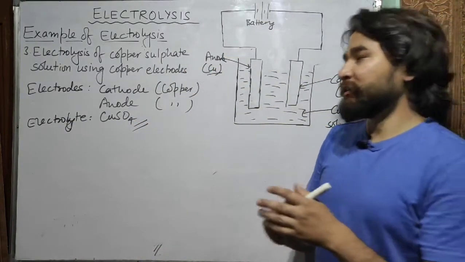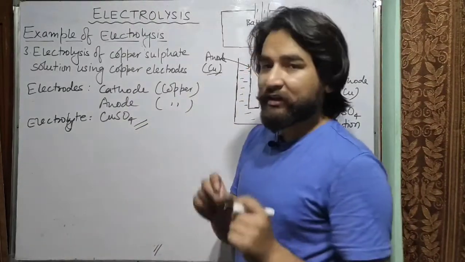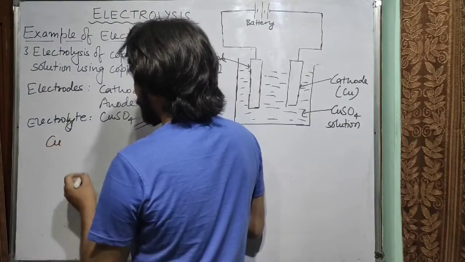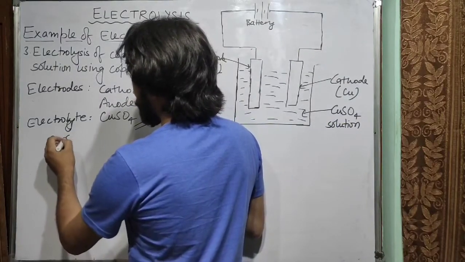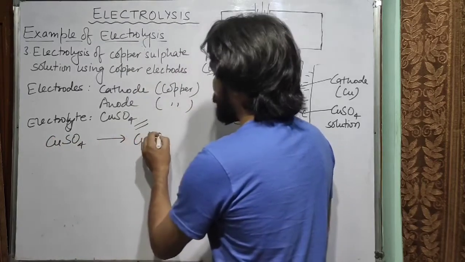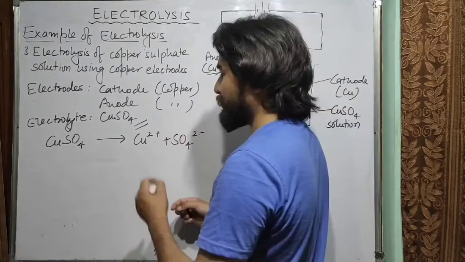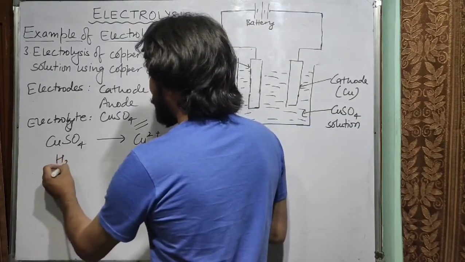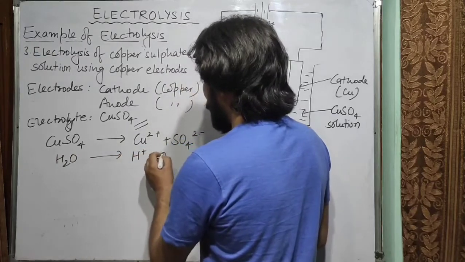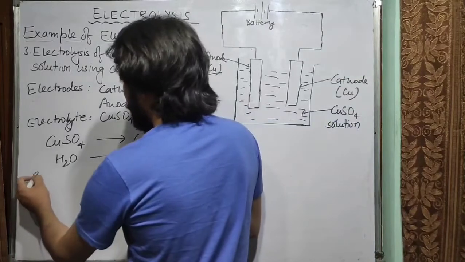Then the third thing is the reaction at cathode and the reaction at anode. Before this we will see that copper sulfate will form Cu2+ and SO4 2- ions. You also know that water will form H+ and OH-. Now the reaction at cathode.